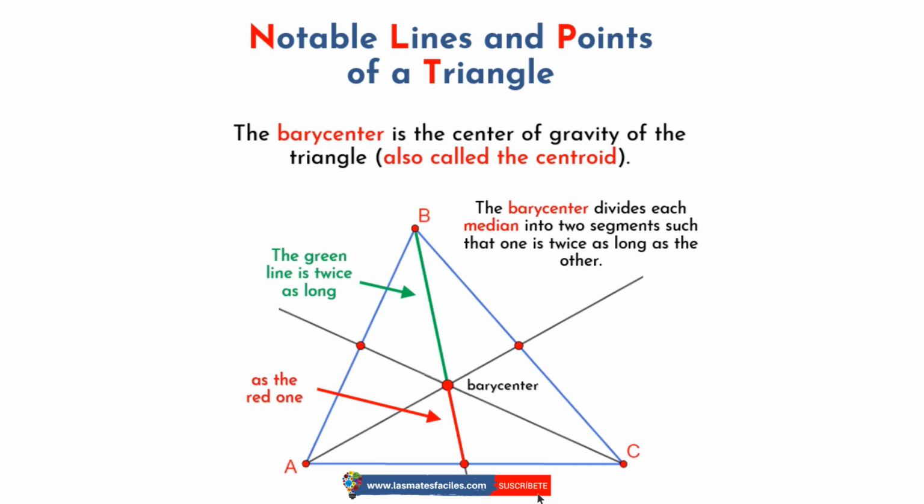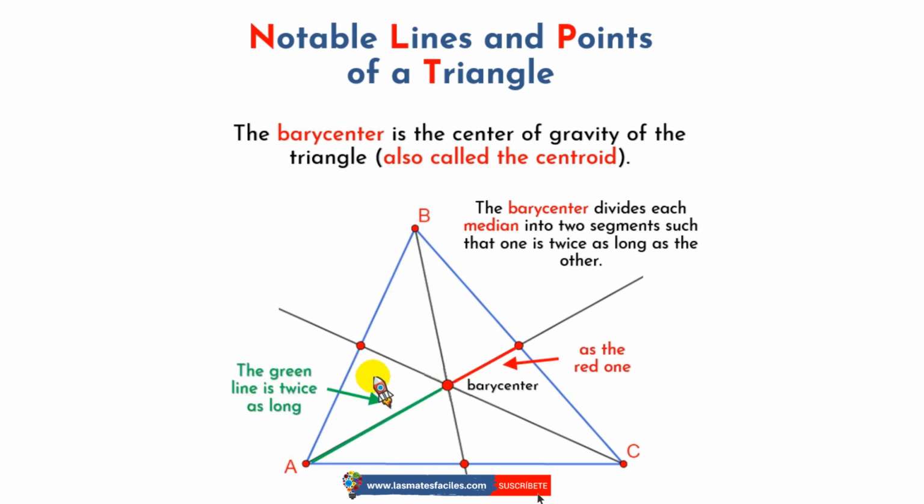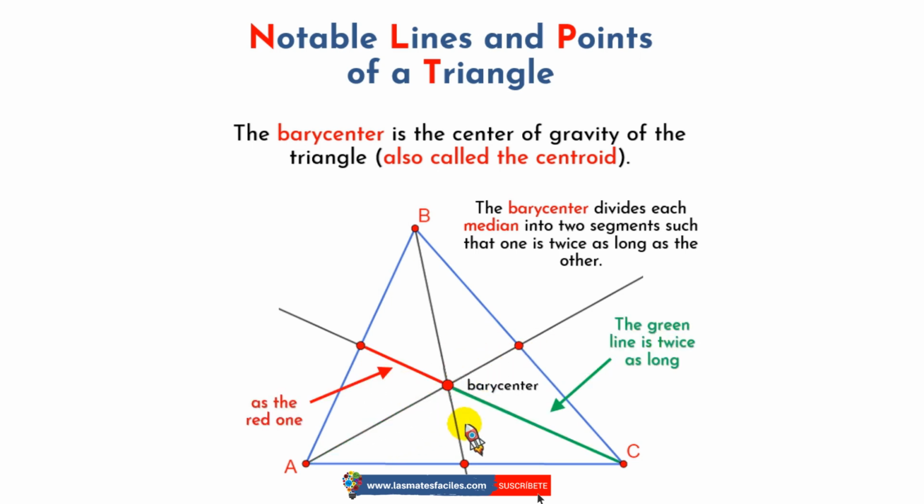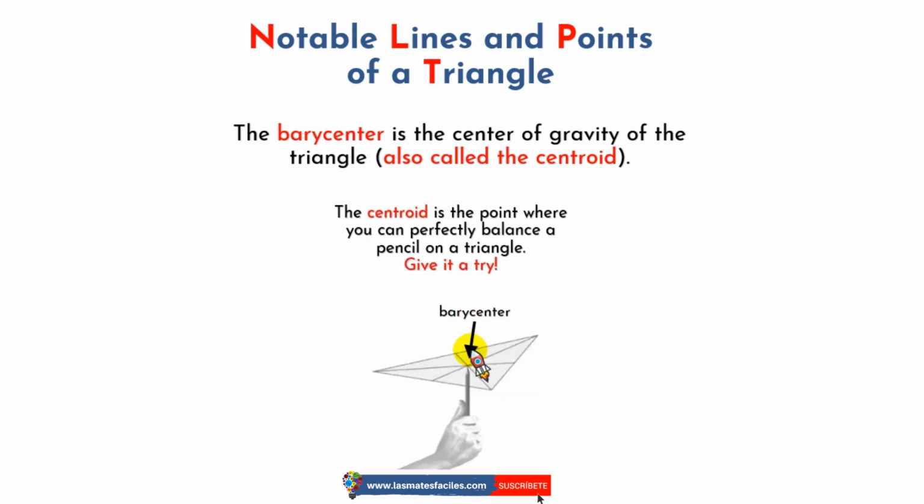Let's look at another median. The longer line, the green one, will always measure twice as much as the shorter line, the red one. Another important property is that if I want to balance a triangle on the tip of a pencil, I must place it exactly on its centroid. That is why it is also called the center of gravity.